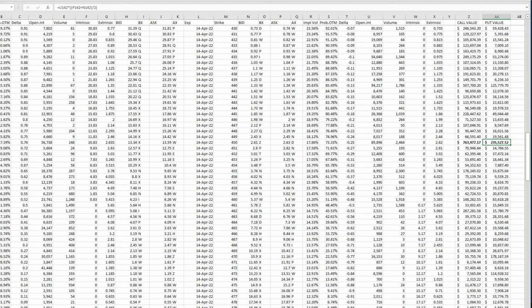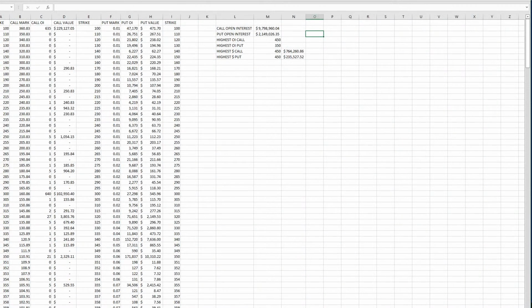So let's take this all together, put it all together. What we've got is the call open interest at almost $10 million, not taking into account the multiplier. The put open interest at $2.1 million, again, not taking into account the multiplier. This is just the raw option price value. Your highest open interest for the call is the 450 strike. The highest open interest for the put is the 350 strike.